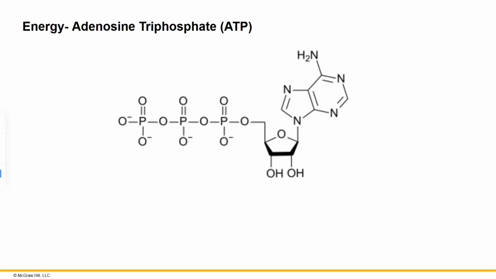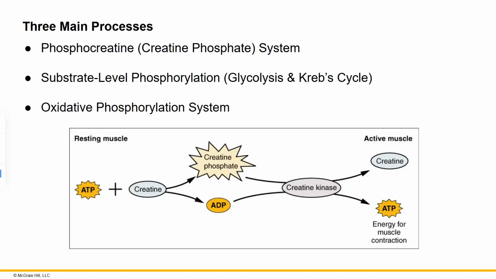A phosphate is added back to it through a number of different processes, and we're going to talk about those processes in this lecture. So the main processes to add a phosphate on to ADP would be the phosphocreatine system, also known as the creatine phosphate system, substrate level phosphorylation, which happens in glycolysis and the Krebs cycle, and the oxidative phosphorylation system, which happens in the electron transport chain.